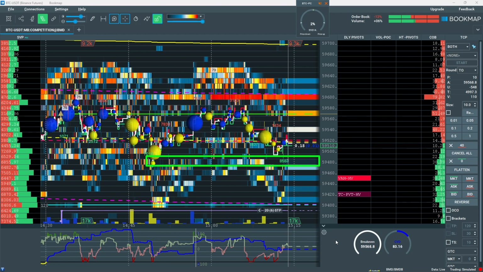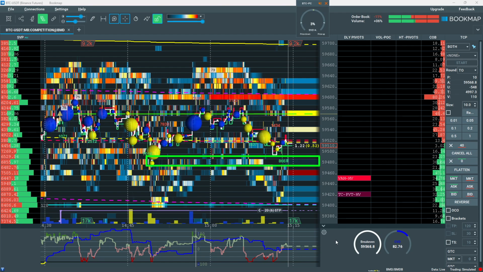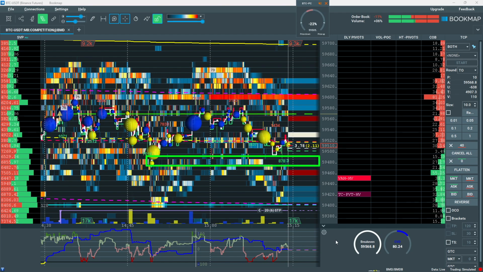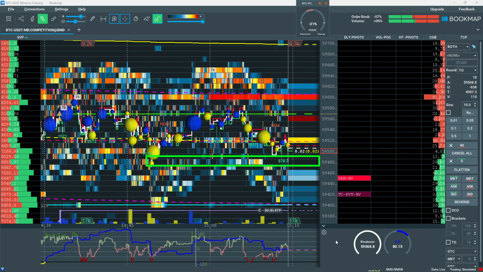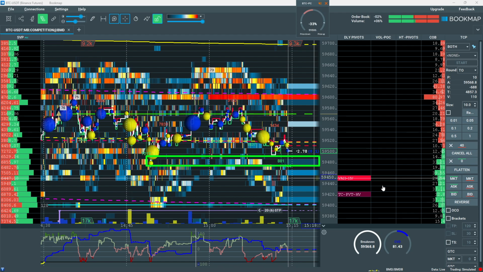Alright, so it's looking like we're holding above that swing low at 59,480. Still not seeing the buyers coming in. I'm seeing the selling pressure on the offer, and I think we're gonna get a little flush down right now, probably coming down to value area high at 59,450.